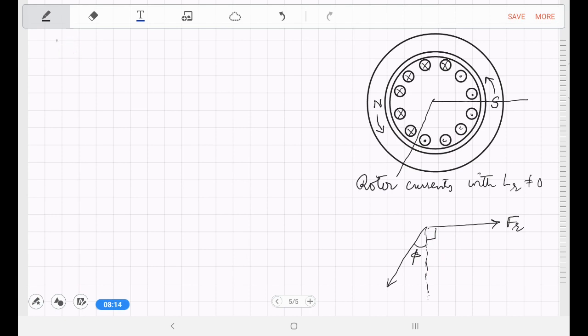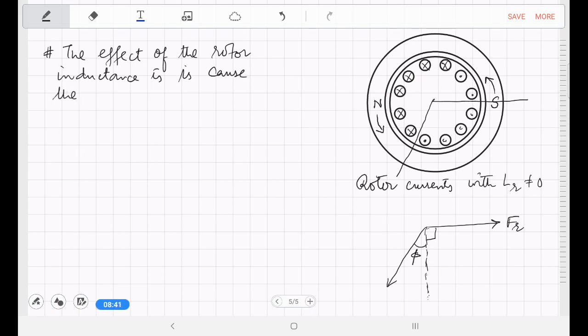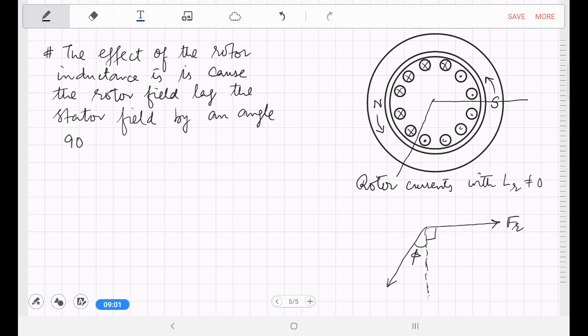Therefore, with L_R included, the effect of the rotor inductance is to cause the rotor field to lag the stator field by an angle 90 plus phi, where phi is the rotor power factor angle.